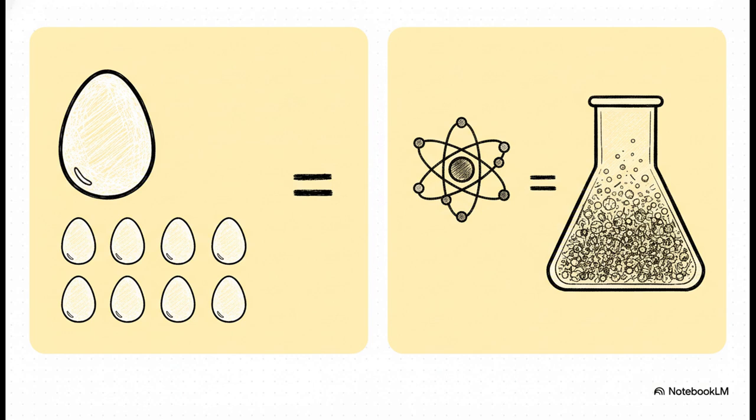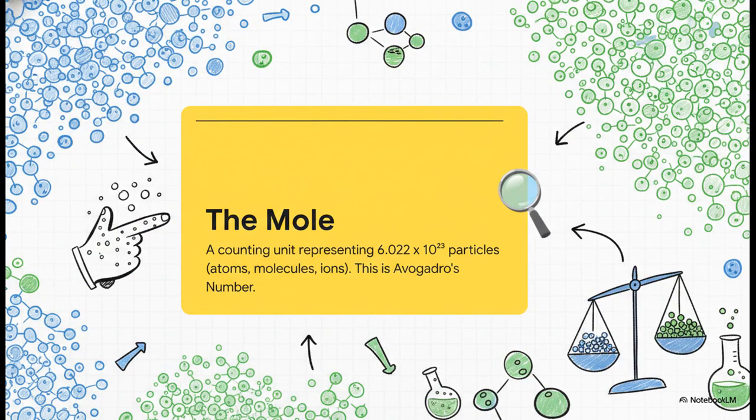And just to be clear, it has nothing to do with the little furry animal that digs up your lawn. It's just a name for a quantity, like dozen or couple or trio. Okay, so here's the official definition. A mole is a counting unit that represents 6.022 times 10 to the 23rd particles. And that ginormous number gets its own special name, Avogadro's number. So from now on, whenever you hear the word mole in chemistry, I want your brain to just think, okay, that's just a specific, ridiculously large number of things.